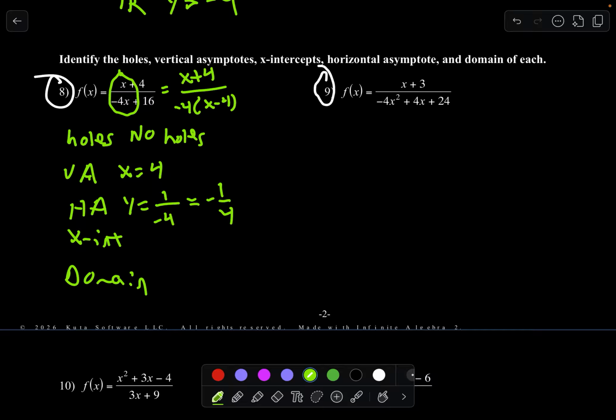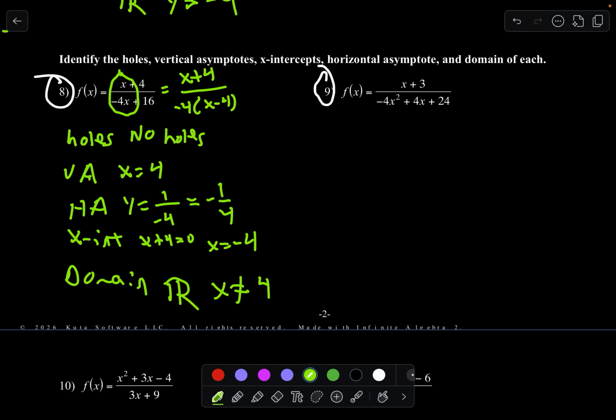And the x-intercept is when the top is equal to 0. So the x-intercept is going to be at x plus 4 equal to 0, which is x equals -4. And the domain is all real numbers, except x cannot equal any hole locations or the vertical asymptote. So x cannot equal 4. All right.